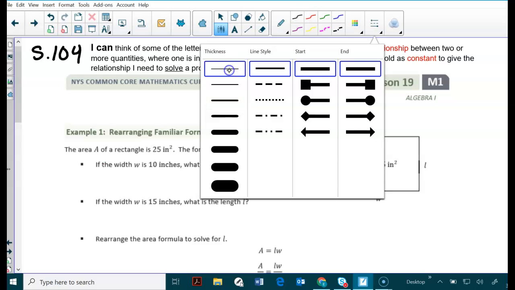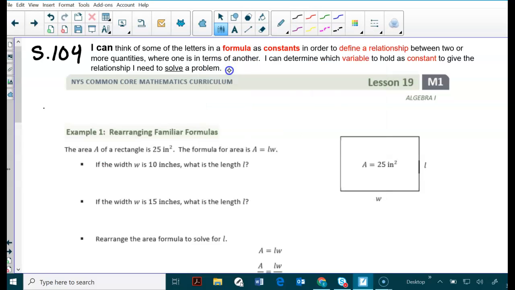I've posted the continued I can statement because remember we're still working on rearranging formulas, and this time of familiar fonts. And we're going to keep evaluating what we can make the constant variable in order to give us the information that we want. So the area A of a rectangle is 25 inches. The formula for area is A equals length times width. I'm right here under example number 1.